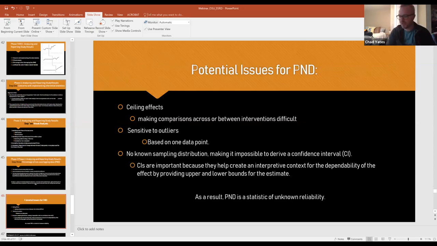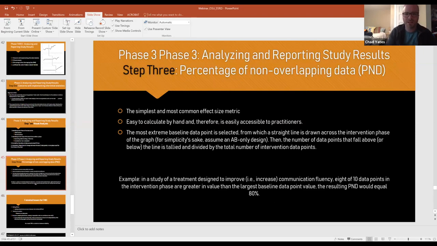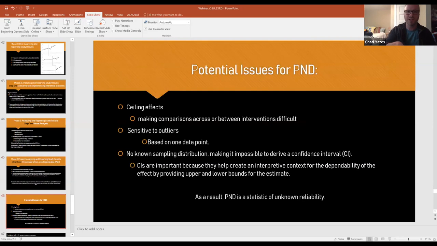April, thank you so much for going over the analysis. I'm curious as well. One of the things that I've been using, kind of PEM, or using the median as the source of the data point, are there any advantages or disadvantages you see to PND versus PEM?